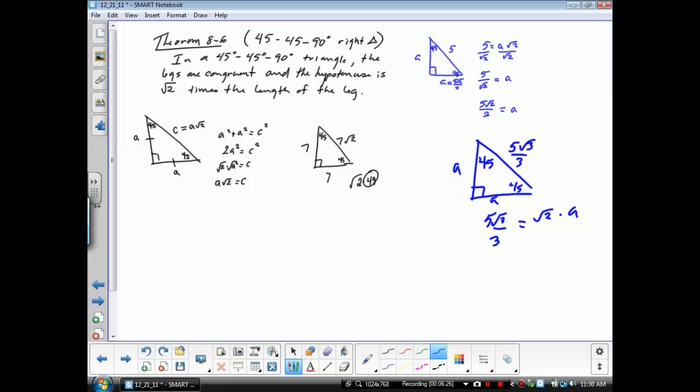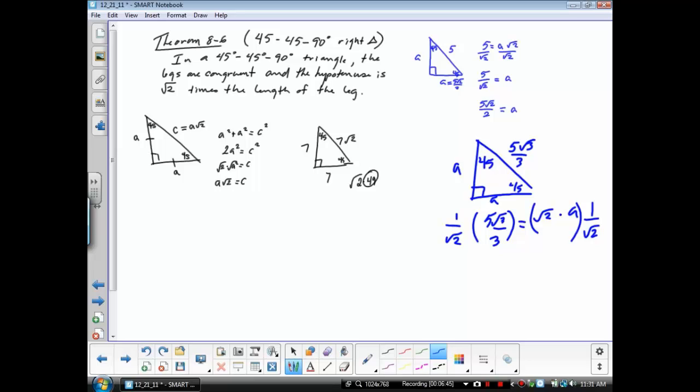Divide by square root of 2, right? But what does that look like when you're working with fractions? Times a reciprocal. So dividing by the square root of 2 is the same as multiplying by 1 over square root of 2. And that's what we're going to do. We're going to multiply by 1 over square root of 2.